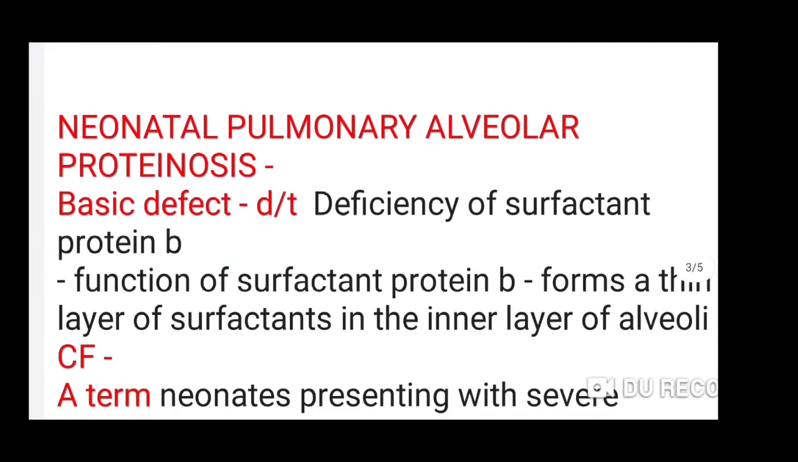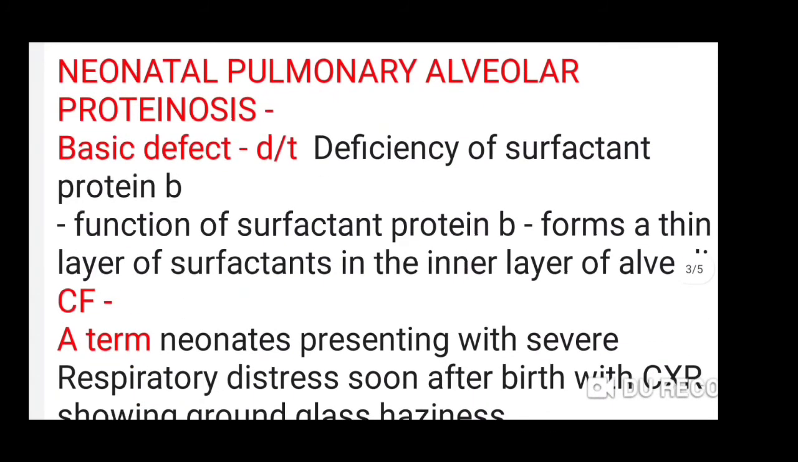The next disease, which is also very common, is neonatal pulmonary alveolar proteinosis. Here the basic defect is due to deficiency of surfactant protein B. As I previously discussed, there are 4 types of protein present: A, B, C, D. Neonatal pulmonary alveolar proteinosis is due to a defect in surfactant protein B. The function of surfactant protein B is to form a thin layer of surfactant in the inner layer of the alveoli.